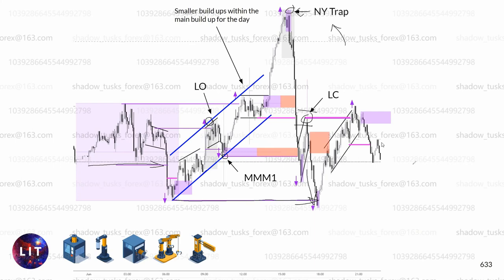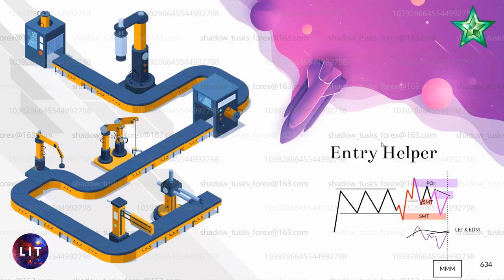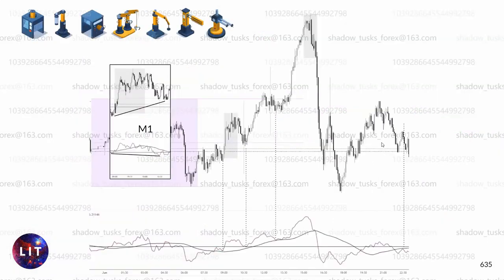I know that we've been going for quite a while, but I think there's just one more example. It's good to just get lots and lots of repetition in. But before that, we obviously have to go over the entry helper. How could the entry helper have helped us here?